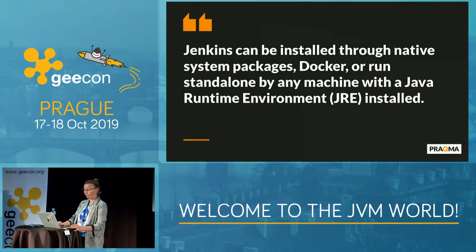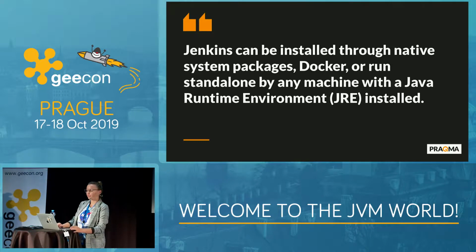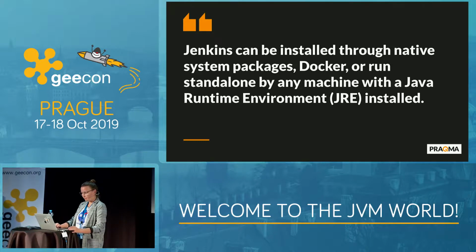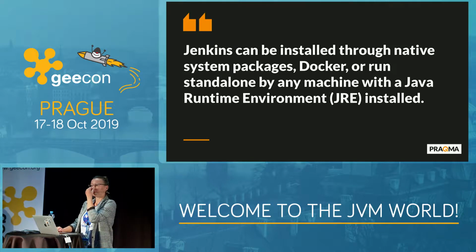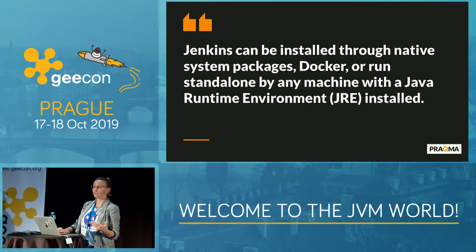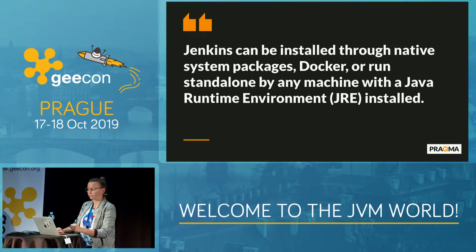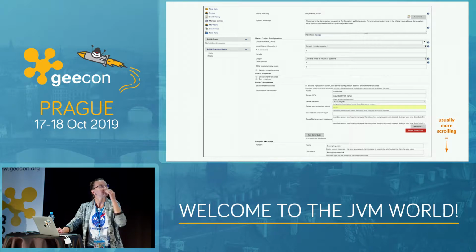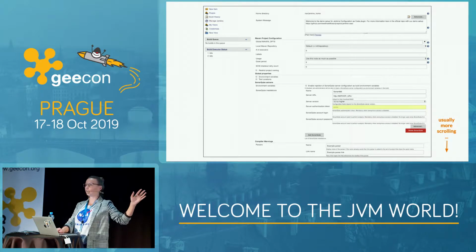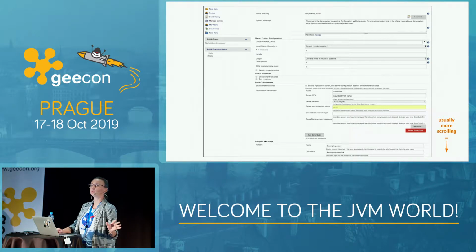So JCasC. This is a quote from the official documentation at jenkins.io. Jenkins can be installed through native system packages, Docker, or run standalone by any machine with Java runtime environment installed, which makes it present at various platforms and a very popular tool. But for years, it required manual configuration. And by manual configuration, I mean that. And this is actually quite short. So this is one of the sub-pages.